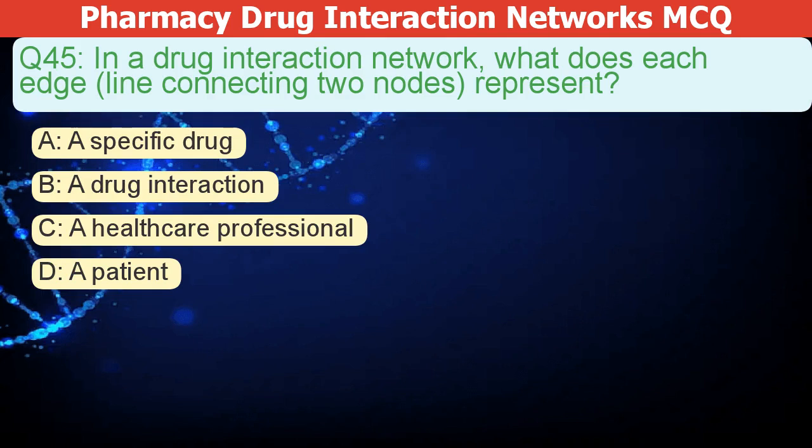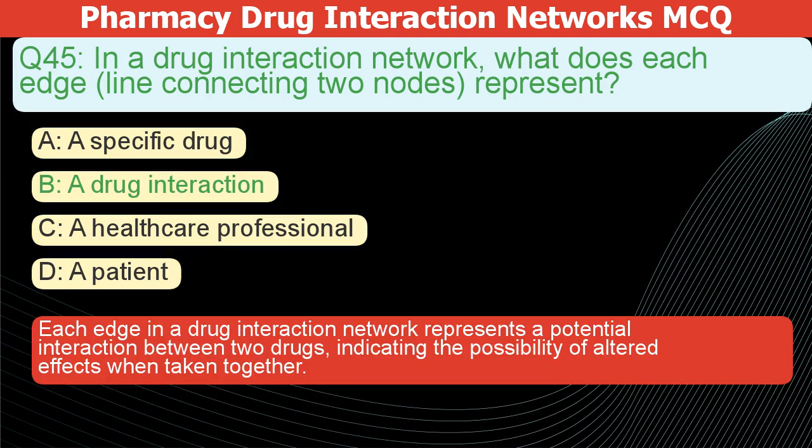In a drug interaction network, what does each edge, the line connecting two nodes, represent? A. A specific drug. B. A drug interaction. C. A healthcare professional. D. A patient. The correct answer is B. Each edge in a drug interaction network represents a potential interaction between two drugs, indicating the possibility of altered effects when taken together.